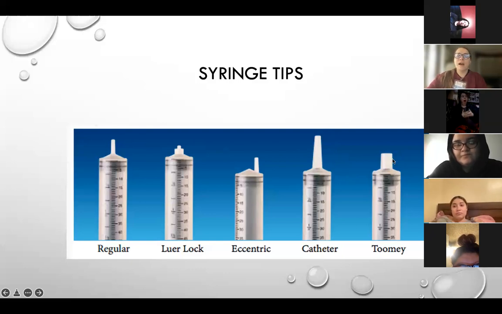And then the Toomey, I know we didn't really go over that in the last one, but the Toomey, we use this for certain urinary catheters or feeding tubes, really not largely manufactured. We like to use the catheter tips instead because we can put them on a multitude of different sizes of the tubes.